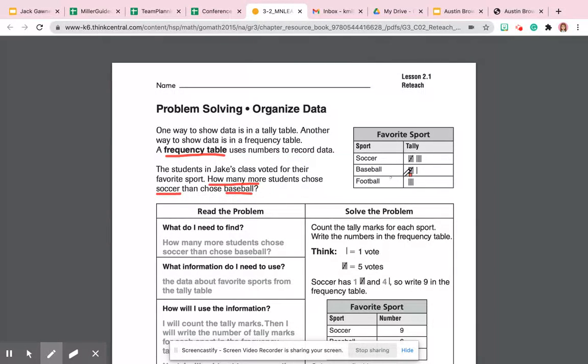And here's our tally table right here. So we have favorite sports. It's broken into sport and the tally number. Remember, 4 tally marks with a line across means that there are 5 tally marks.